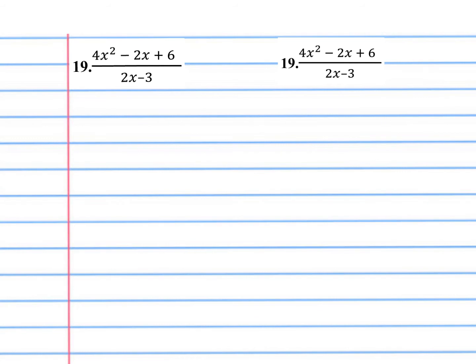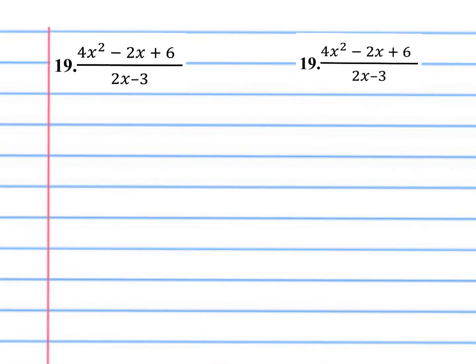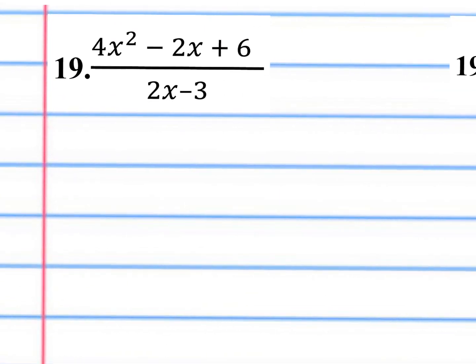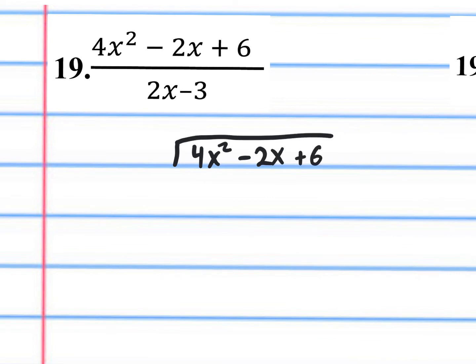I have the same problem written twice right here in my notebook. It's not my notebook, but anyway. So I'm going to do this one with long division right here. Inside the box is the 4x squared minus 2x plus 6. There were no missing values. I don't have to put 0x or anything like that. I do have all the powers represented from the highest power 2, 1, and then the constant. And it is divided by 2x minus 3.